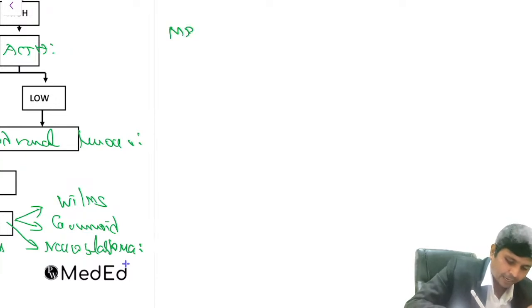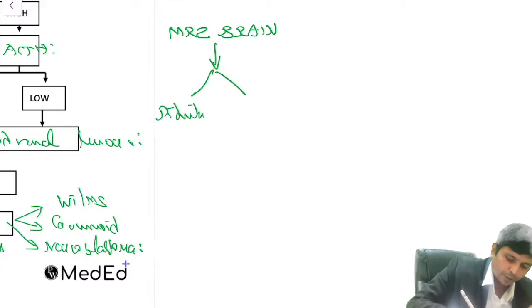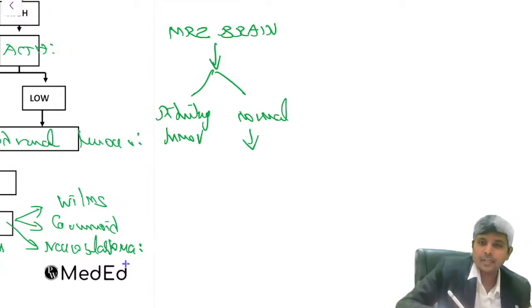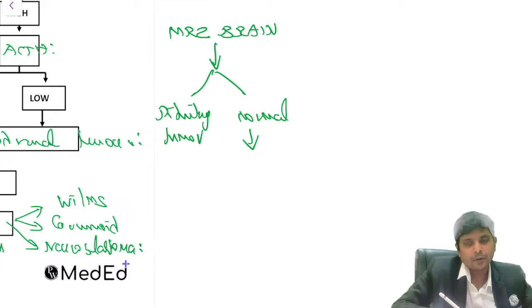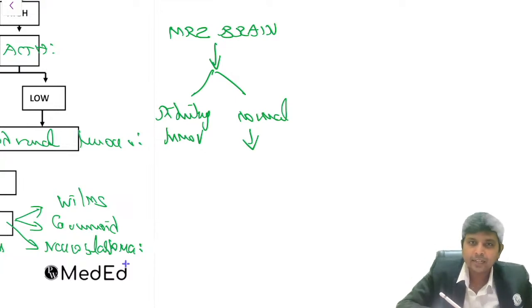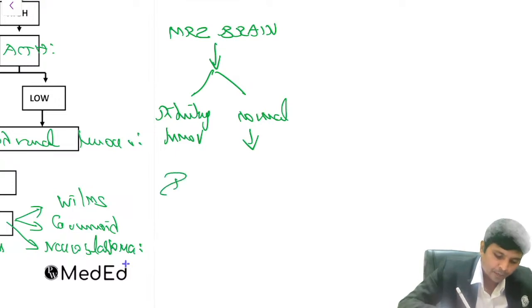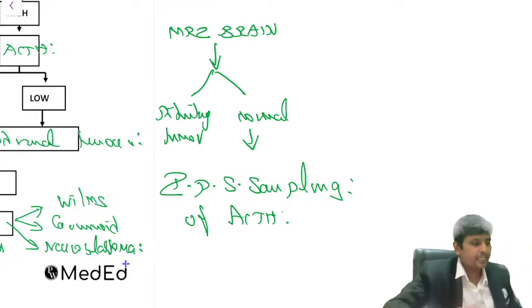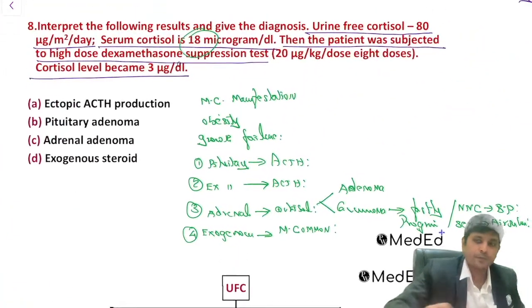If MRI brain shows a pituitary tumor, then you need to go for surgery. If MRI brain is normal, then you need to go for, what is that? You need to measure the ACTH level in the inferior petrosal sinus. That is called inferior petrosal sinus sampling of ACTH. This is the approach to Cushing syndrome.